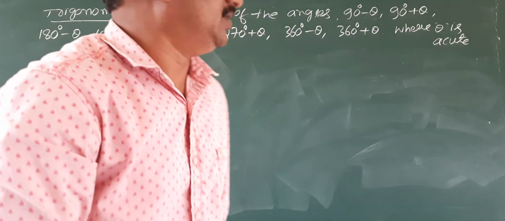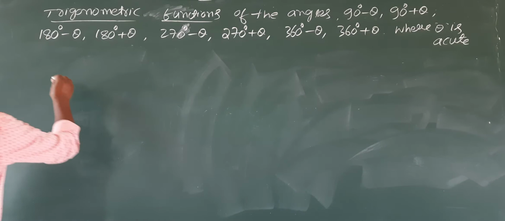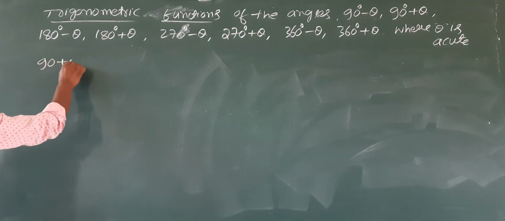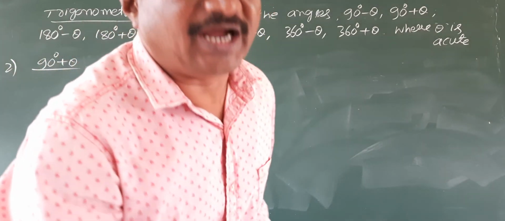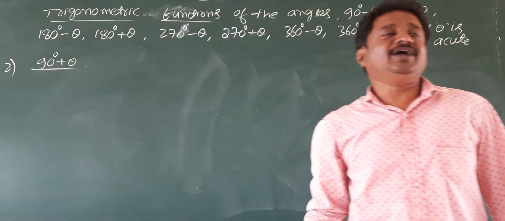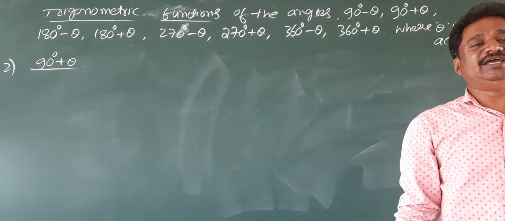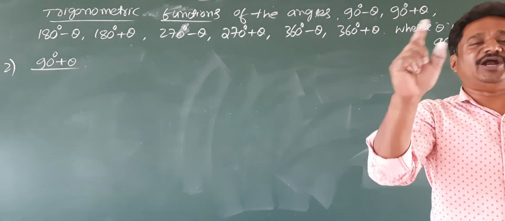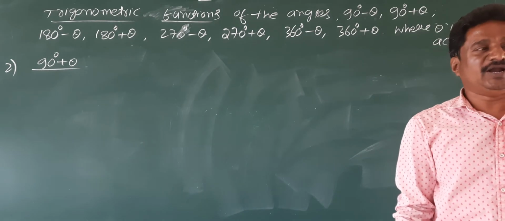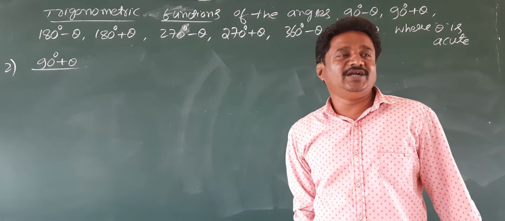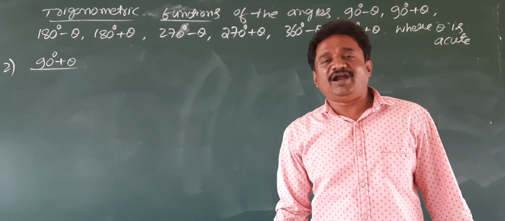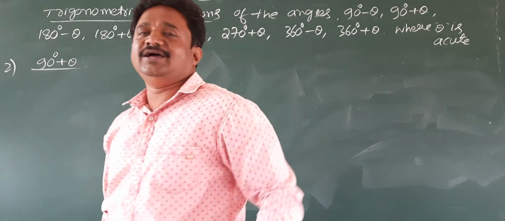Ninety plus theta. Students, if that angle is more than 90 degrees, then a right angle triangle is not possible. Can it be possible to draw a right angle triangle for that? No. It is an obtuse angle, more than 90, less than 180. So we cannot draw a right angle triangle.